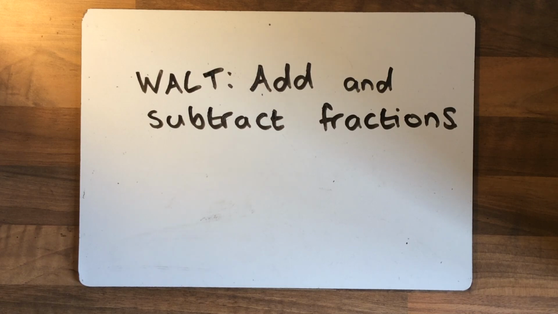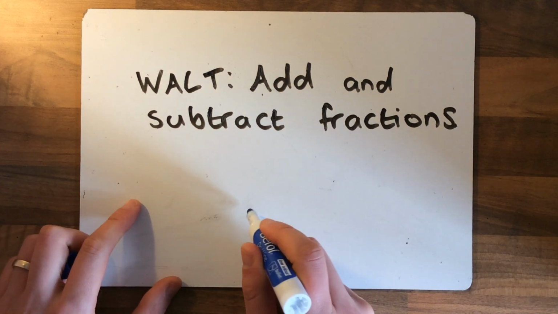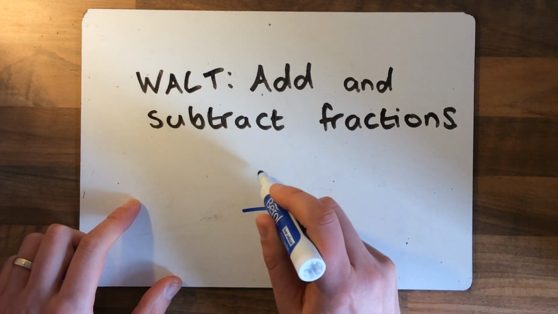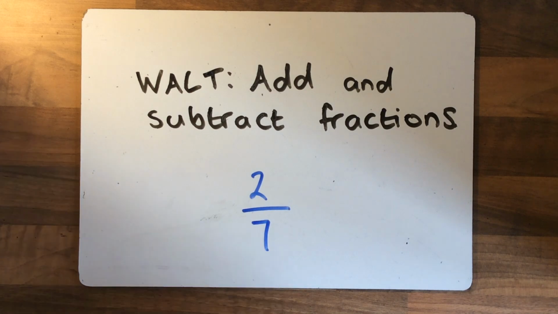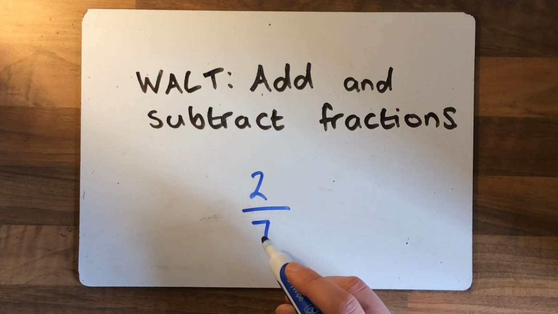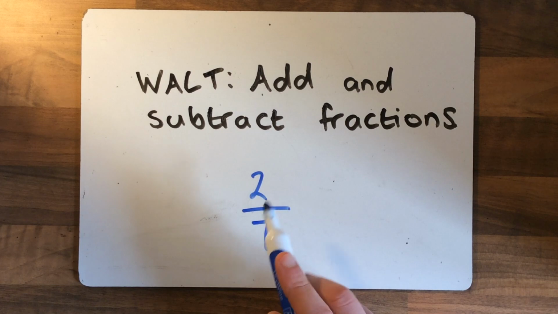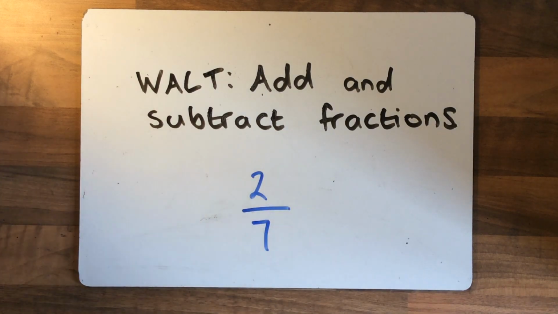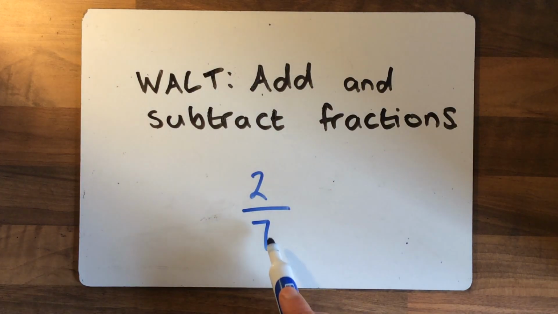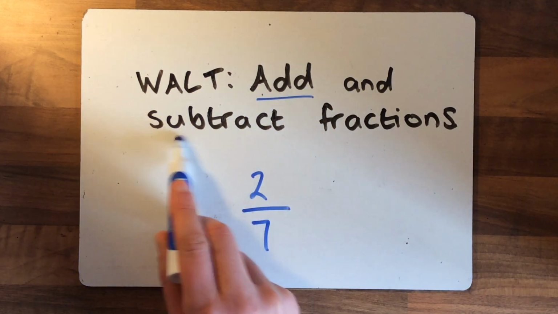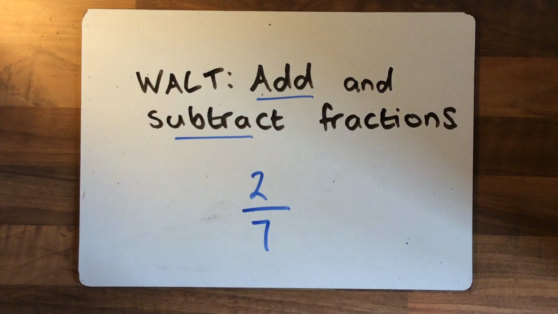Now, hopefully you've remembered that a really, really important thing when you're adding and subtracting fractions is that the denominators need to be the same. Just a reminder what the denominator is. If we had 2 sevenths, for example, this 7 here is the denominator. The denominator is the bottom number, and it's how many equal parts the whole has been split up into. So the denominators, whether you're adding or subtracting fractions, need to be the same.